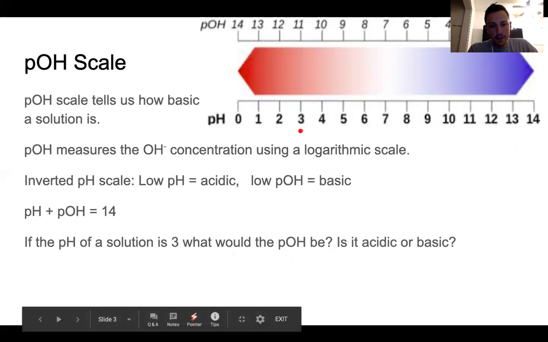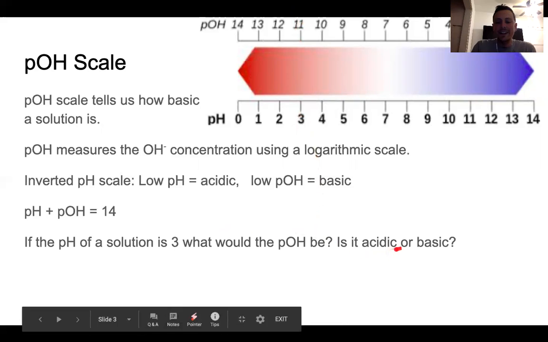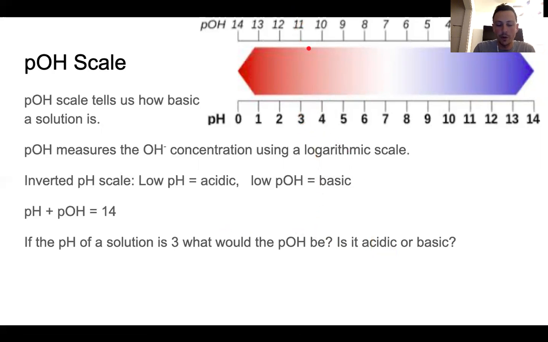So if we have a pH of 3, that would be over here on the left-hand side of our acid-base scale. The pOH, the sum of 3 and 11 is equal to 14. So the pOH would be 11. The pH of that solution would be 3. And it would be an acidic solution because we have a low pH and a very high pOH. So the pOH would be 11, the pH would be 3, and it would be an acidic solution.